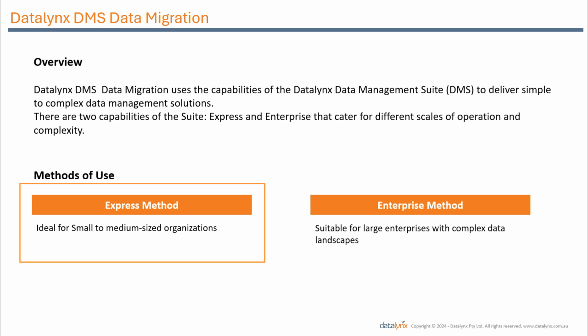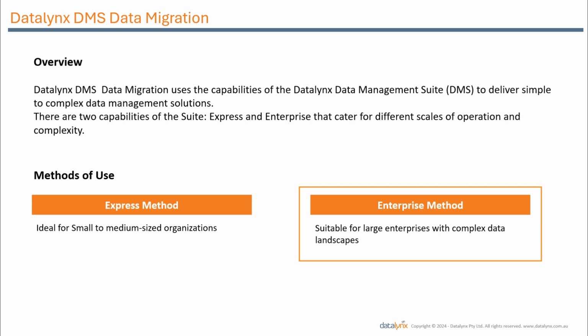Express method is ideal for small to medium-sized organizations with straightforward data migration needs, limited budgets, or smaller datasets. It provides essential ETL functionalities, with an emphasis on ease of use and quick deployment. Whereas the Enterprise method is suitable for large enterprises with complex data landscapes, requiring robust, scalable, and highly customizable ETL solutions. It offers advanced features and extensive support to meet the demands of sophisticated data migration projects.